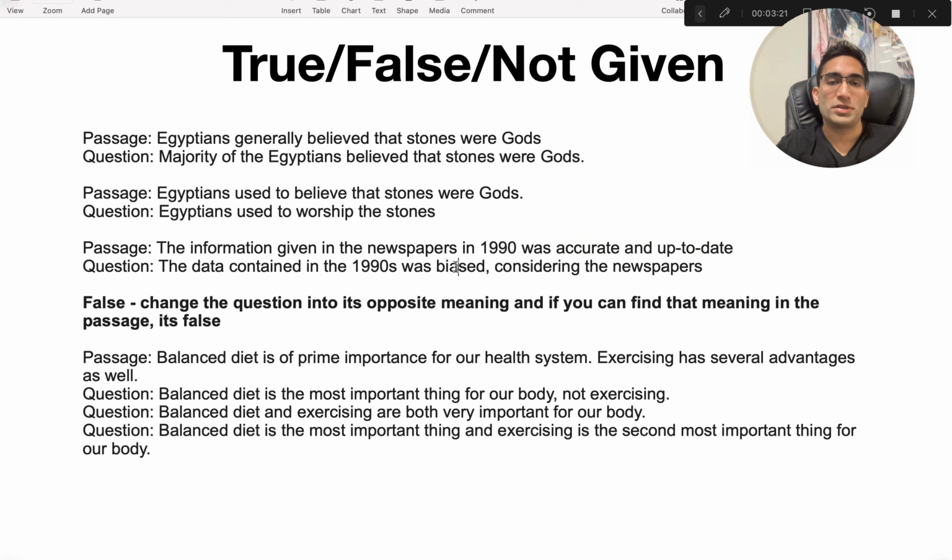Now, what is the opposite of biased? Biased means unfair, right? Unequal. So the opposite of it is equal, fair, justice.